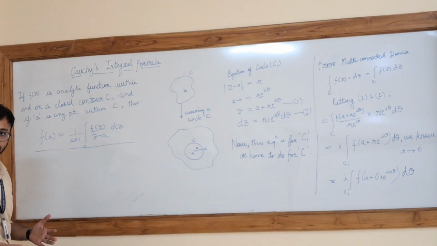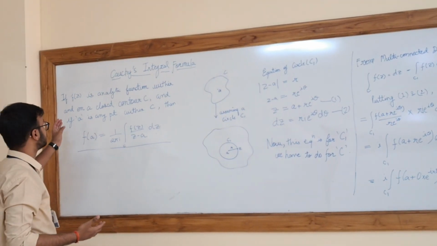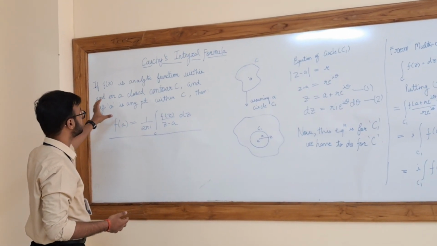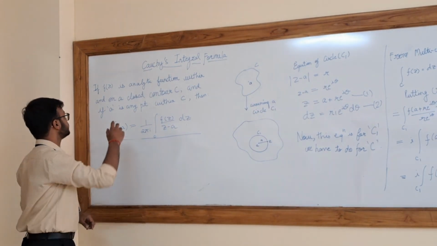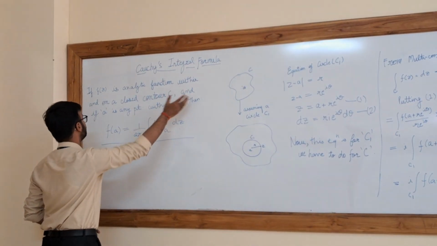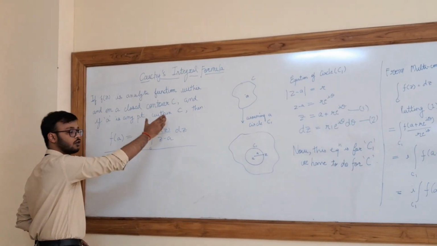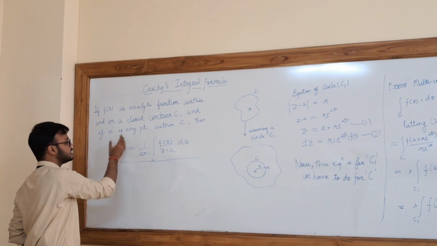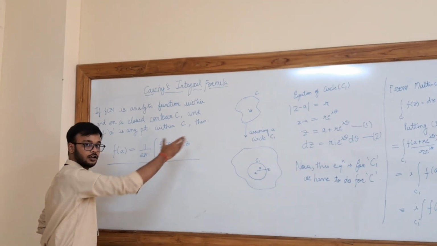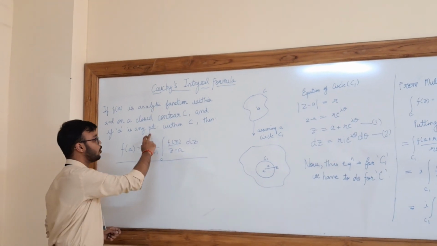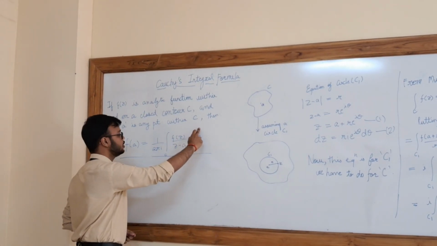What is Cauchy's integral formula? For that I have written how it is defined. So, if f of z is any analytic function within and on a closed contour C, and if A is any point within C, we have to see that the main difference is the point is within C.